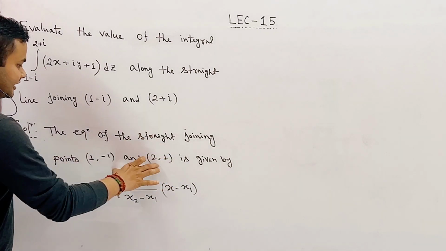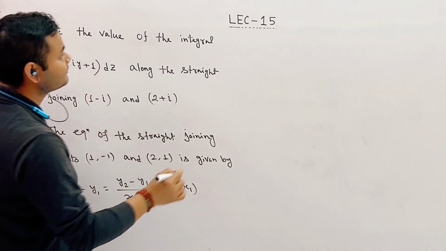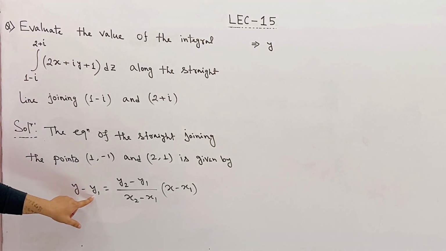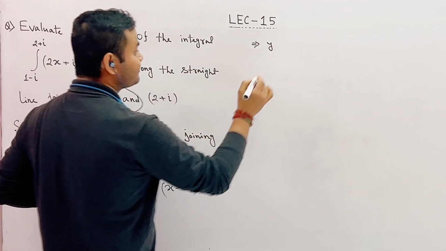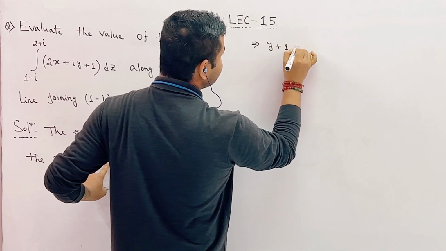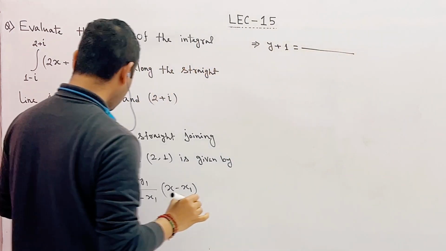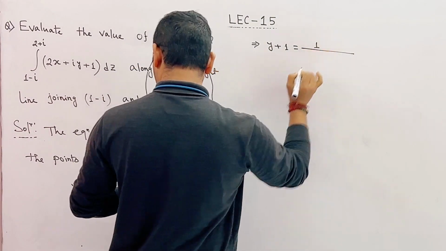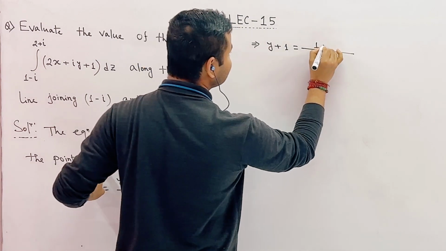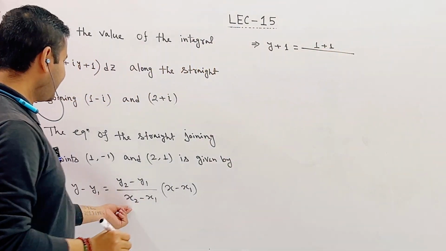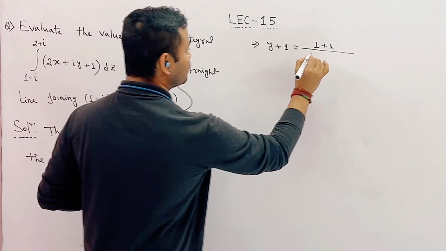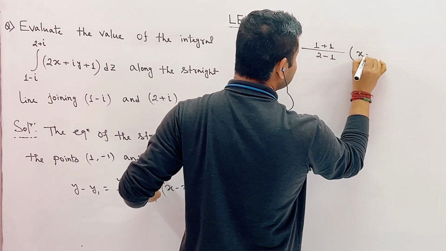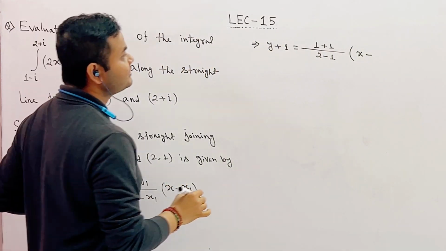So, substituting these values in this equation, we will get y minus y1. So, in our case, y1 is minus 1. So, minus minus plus, y plus 1 is equal to y2 minus y1. y2 is 1, y1 is minus 1. So, minus minus plus, divided by x2 minus x1. x2 is 2 and x1 is 1 into x minus x1. So, in our case, x1 is 1.